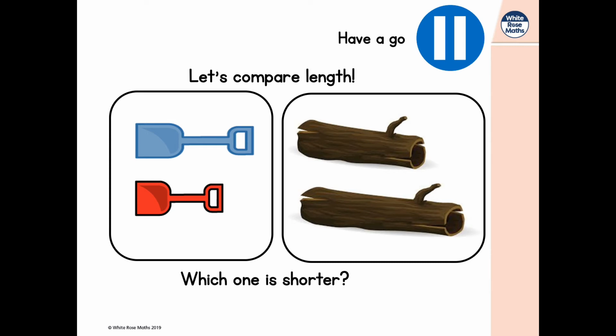Okay, have you decided? Can you see that both of the shovels are lined up and start at the same spot? And when we line them up like that, we can easily see which one is shorter. Did you choose the blue shovel or the red shovel? If you chose the red shovel, you are correct. Now let's take a look at the logs. Do you think the log at the top or the log at the bottom is shorter?